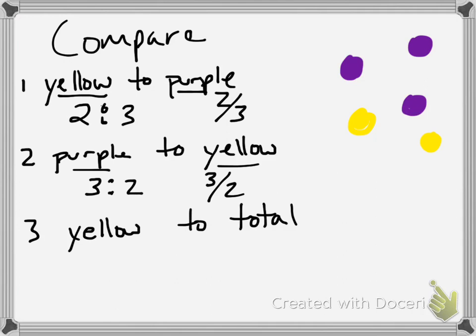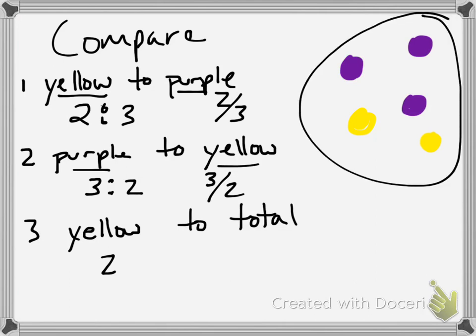Another thing that you might see with a comparison like this is one of the colors or one of the items compared to the total. And that's what number 3 asks. Yellow to the total. Well, there are 2 yellow. What about the total? Well, the total is how many items there are all together here. And there are 2 yellow and 3 purple, so the total is 5. So the ratio for yellow to total would be 2 to 5.